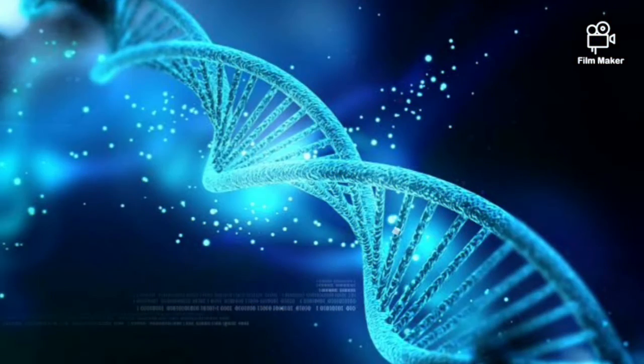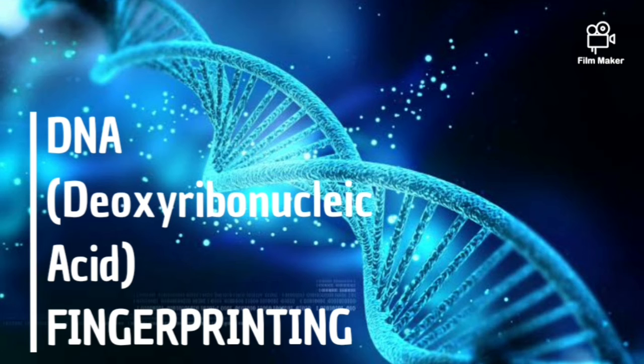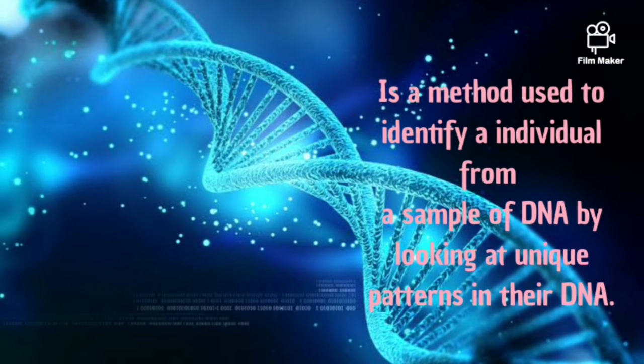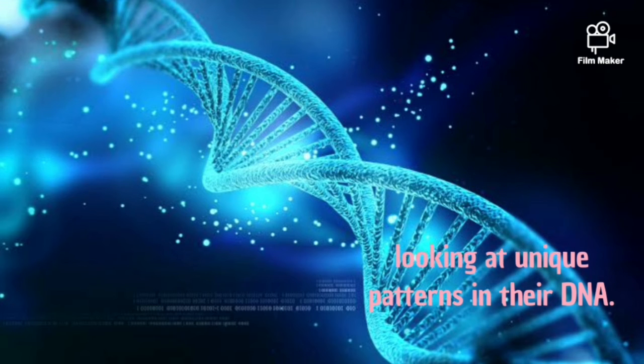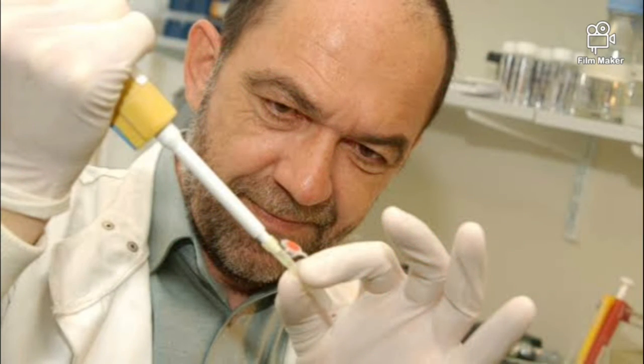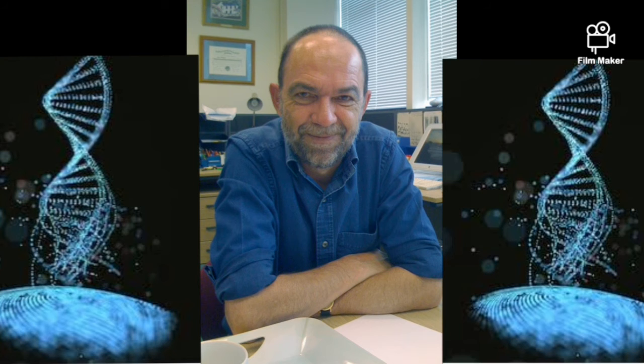The last is DNA or deoxyribonucleic acid fingerprinting. It is a method used to identify an individual from a sample of DNA by looking at unique patterns in their DNA. When first described in 1984 by British scientist Alec Jeffreys, the technique focused on sequences of DNA code, minisatellites, that contain repeating patterns with no known function. These sequences are unique to each individual, with the exception of identical twins.